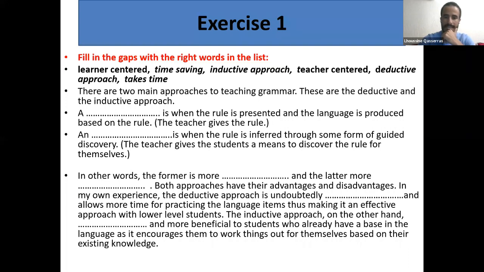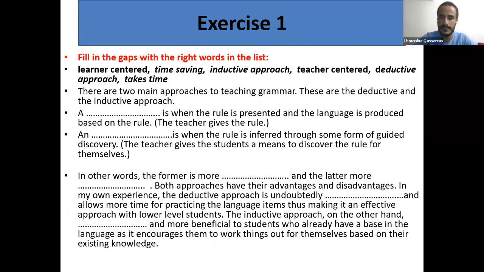So let's correct. Let's start with number one. There are two main approaches to teaching grammar. These are the deductive and the inductive approach. Number one is when the rule is presented. Like presentation number one, you give them the rule, the structure, the form. The simple past of regular verbs is verb plus ed.